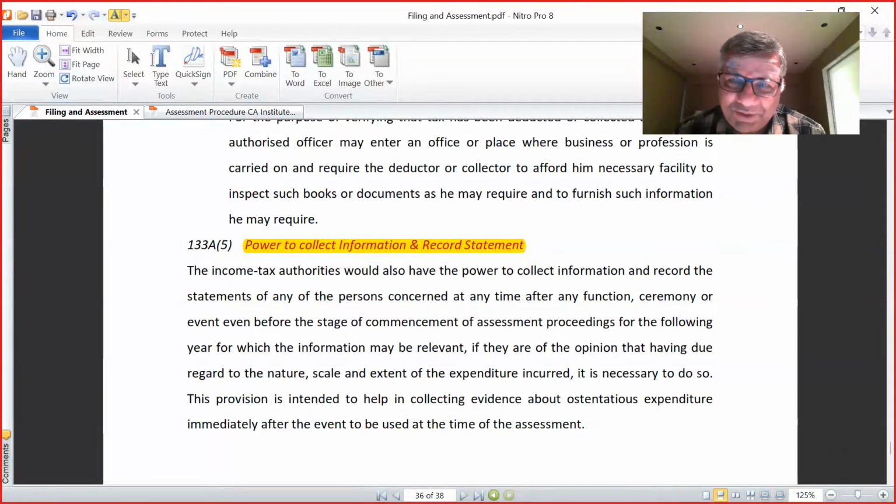Bharat Shah, today I don't know how many of you remember, his daughter's wedding was conducted in Wankhede Stadium. So like that, big weddings. We are all the sufferers of that. The power to collect information and record statements at the time of any function, ceremony, or event, even before the stage.